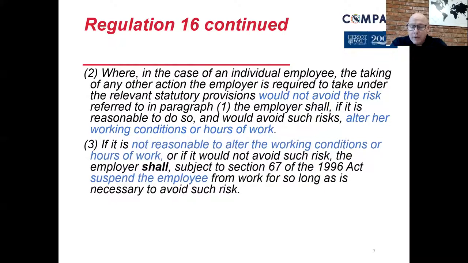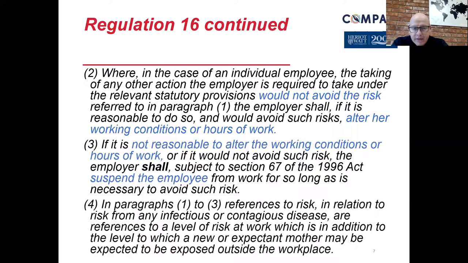So altering work conditions is a typical approach. Maybe reducing the hours that they work, maybe suspending them from work, or even rearranging things so they can attend appointments, and ultimately less risk. So reference to risk in relation to any infectious or contagious disease, or it could be substances that they are exposed to that could be damaging, should we say, to unborn children. So again, you look at COSHH. Your COSHH assessment sheets, and it will maybe determine that some substances they can't be exposed to.